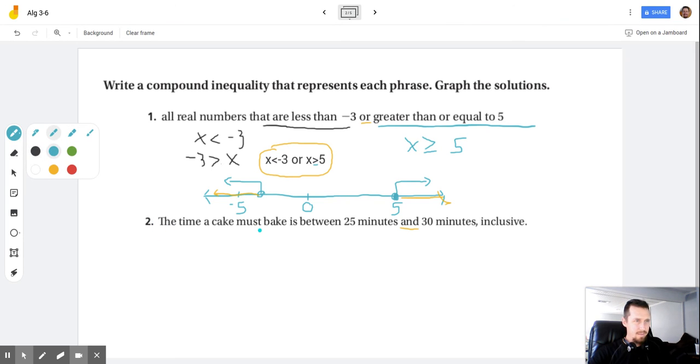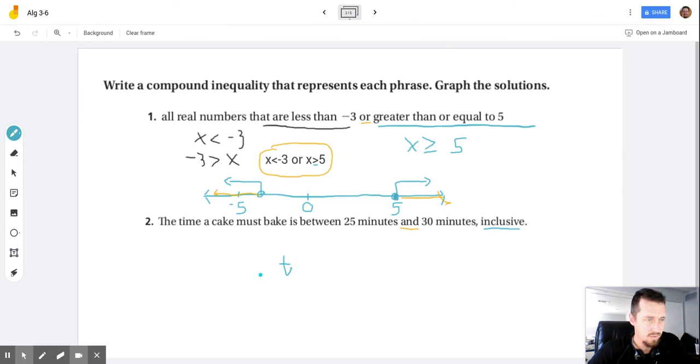A time a cake must bake is between 25 and 30 minutes inclusive. We'll talk about this word in a second. Okay, between 25 and 30. So my time, I'll use the letter T, it doesn't really matter what letter you use, is between 25 and 30.